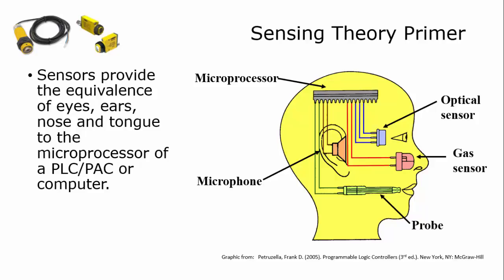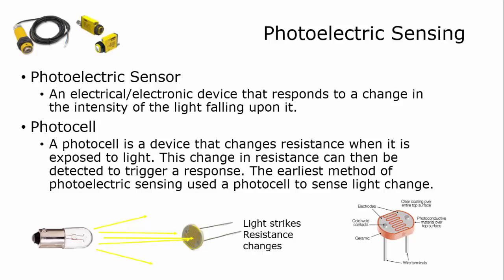So let's look at sensors. Photoelectric sensing. A photoelectric sensor is nothing more than an electronic device that responds to the change in light intensity falling on a sensing head. The very first devices that were used for photoelectrics are photocells.